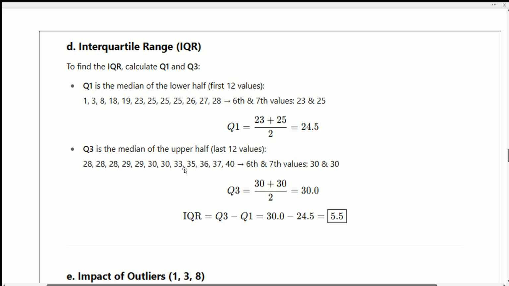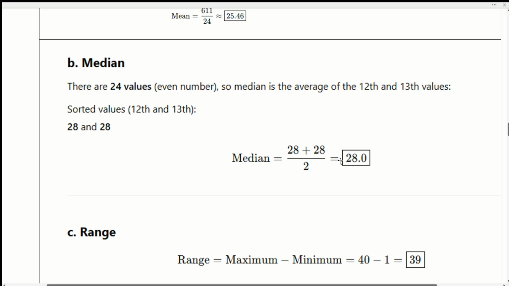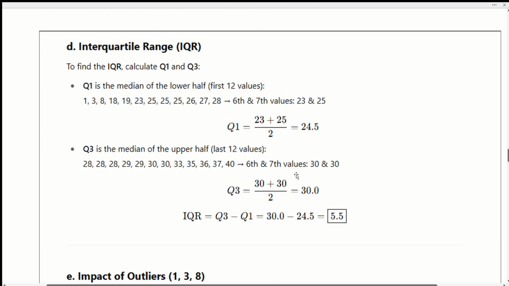Similarly, for quartile 3, it's above the 28, which we had gotten. I think that was the median. That's your quartile number 3. So the 6th and 7th values again, because there are 12 on each side of the 24, and you get your 30. Now the IQR formula is quartile 3 take away quartile 1. So 30 take away 24.5 should give you 5.5 as your interquartile range.